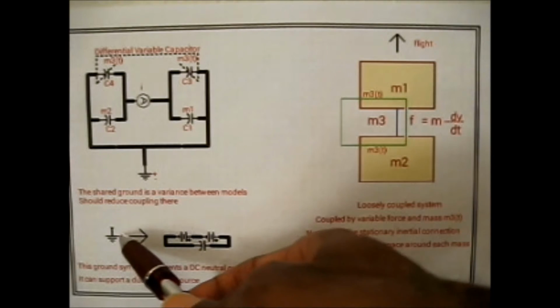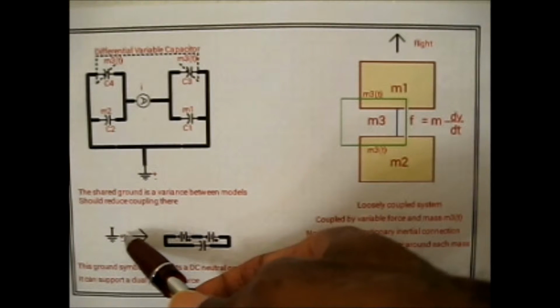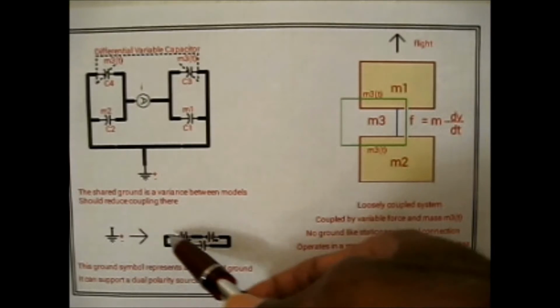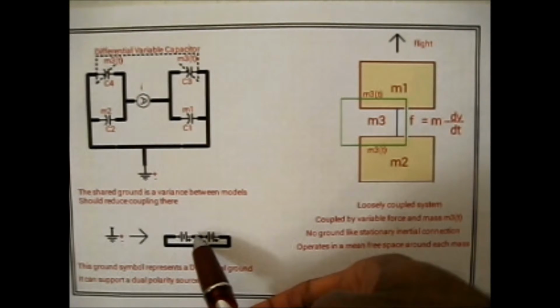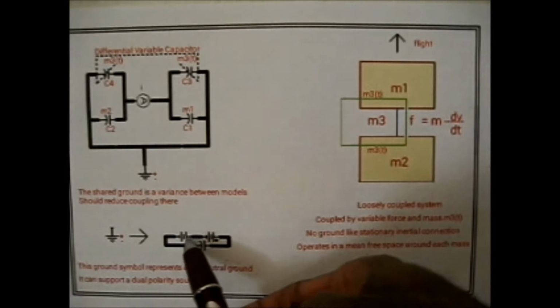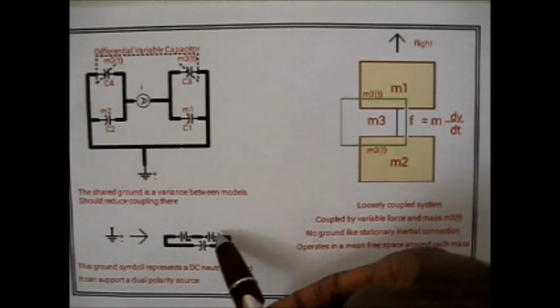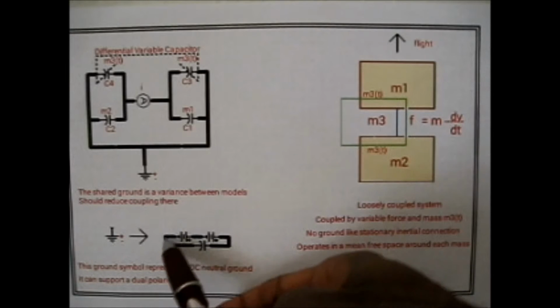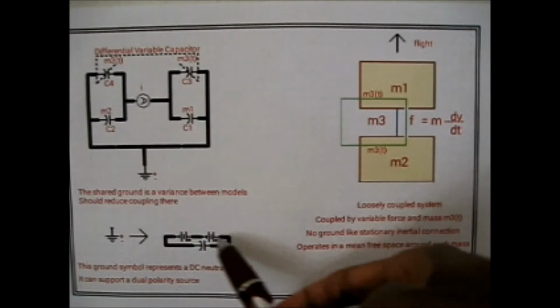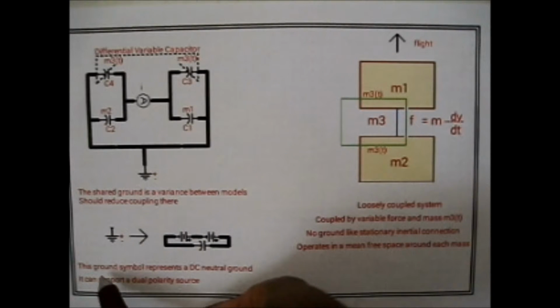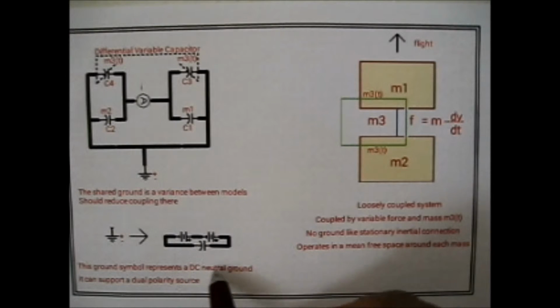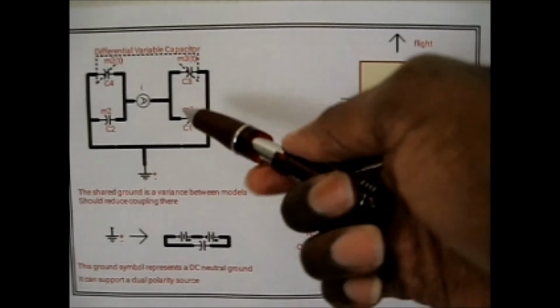ground symbol. This ground is a specific kind of ground with the plus and minus symbol that is implemented in two batteries connected in series. The plus and minus of the batteries are connected on one side, and then on the opposite side of the batteries they're both connected to a capacitor. The purpose of this capacitor is to prevent current from flowing between the two batteries. And I call this ground symbol a DC neutral ground because it provides support for a dual polarity source.